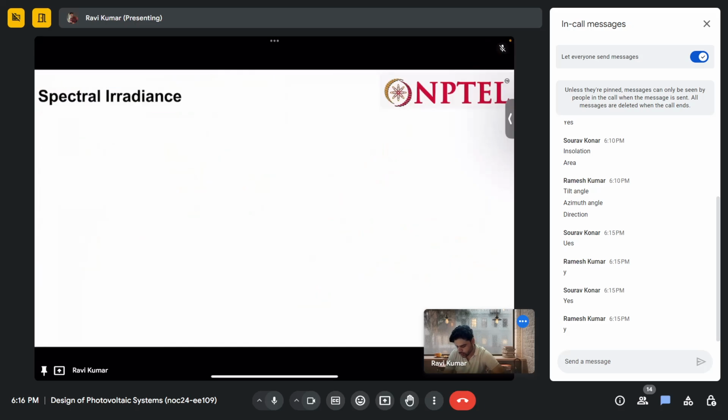See, sunlight is coming from the sun, and do you understand, sunlight is a spectrum. Spectrum means light having many components. Components means different wavelengths. And the sunlight is having different wavelengths. That's why we have spectral irradiance, or we can say the spectrum of solar radiation. And this is the spectrum of solar radiation here.